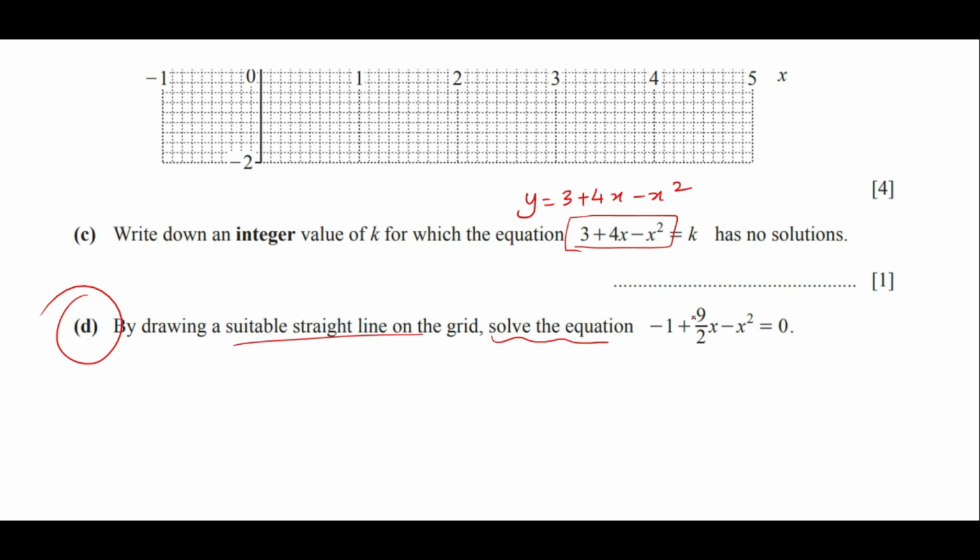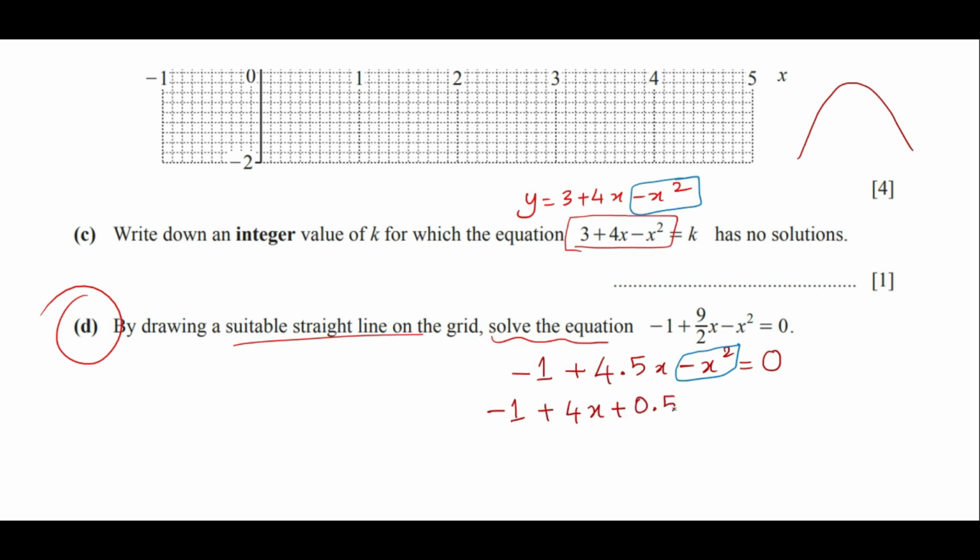And now you are asked to solve this equation. So how can we find the straight line suitable to solve this equation? Okay, I'll start from what we have. I have minus 1 plus, let me write this 9 over 2 as 4.5x minus x squared equals 0. Now let me start comparing. I have minus x squared, yes. Now here I have 4x, here I have 4.5x. So now let me just split it. Minus 1 plus 4x plus 0.5x minus x squared equals 0.